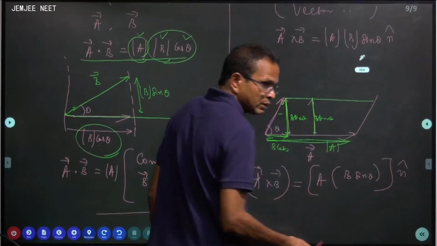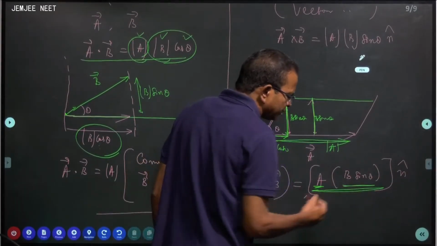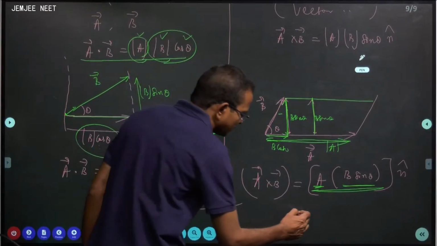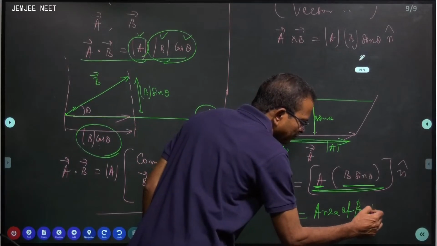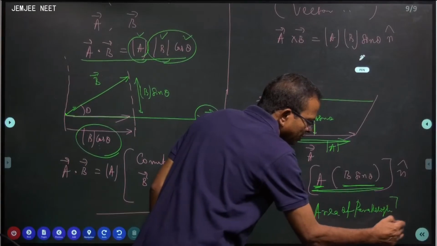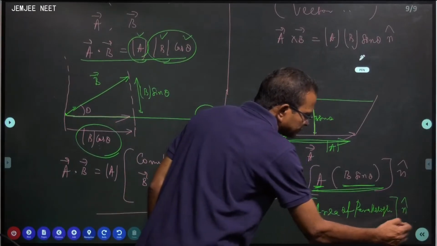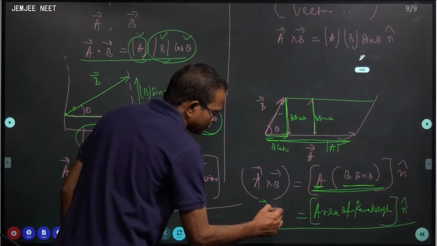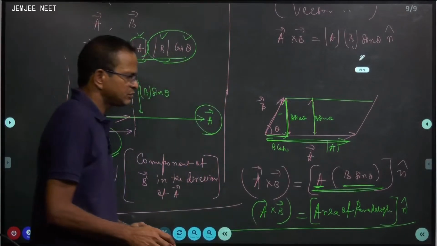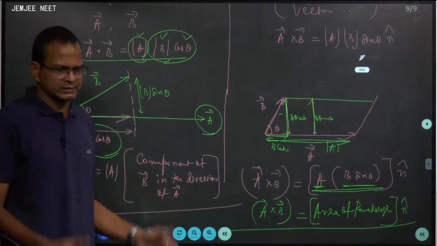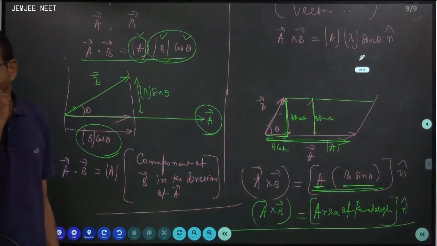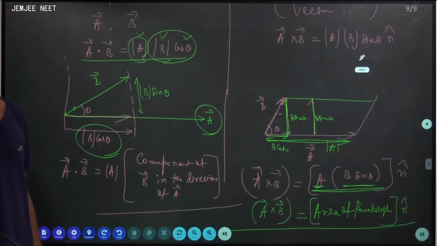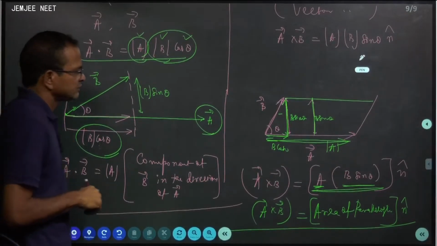Let n cap be separate. Base into perpendicular distance, what is that? Area of the parallelogram. The area of the parallelogram into n cap is what is called A cross B. A cross B is equal to the area of the parallelogram formed by those vectors. Is the name clear? Any doubt? Pavan, doubt? Annamalai? Kanna, Lokesh? Any doubt?